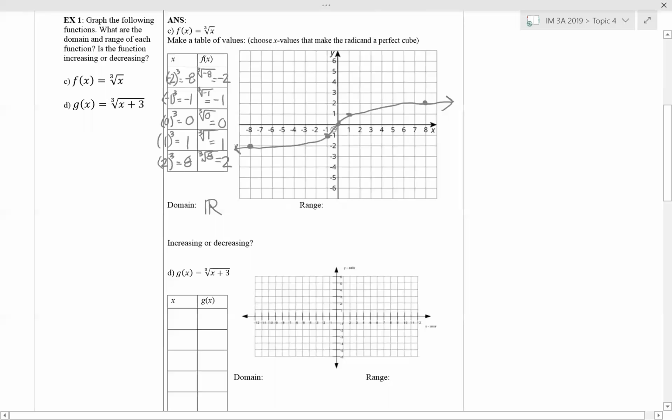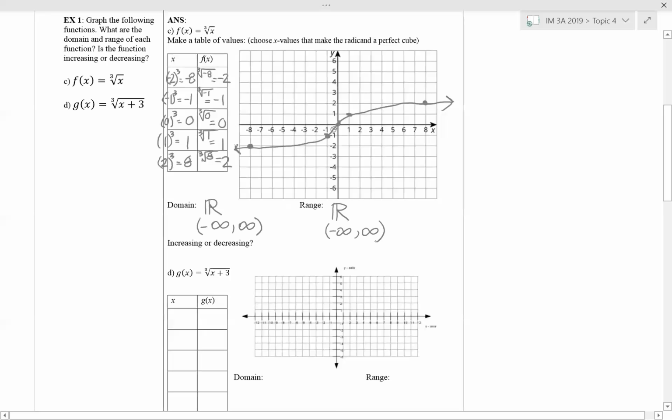If we look at the range, it doesn't look like it is now, but remember that as our x values get bigger or smaller, our y values are going to correspondingly get bigger or smaller, right? So the cube root of something really large is still going to be a larger number than the previous. So our range is all real numbers as well. Remember, if you prefer to write this as an interval, we can use the symbol for all real numbers, or we can write that it's going from negative infinity to positive infinity.